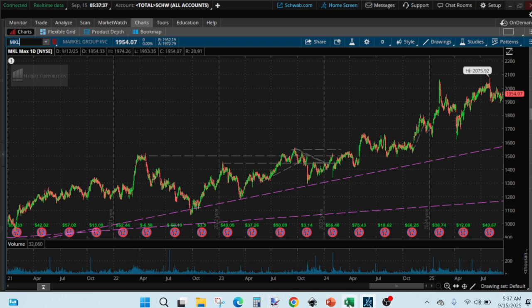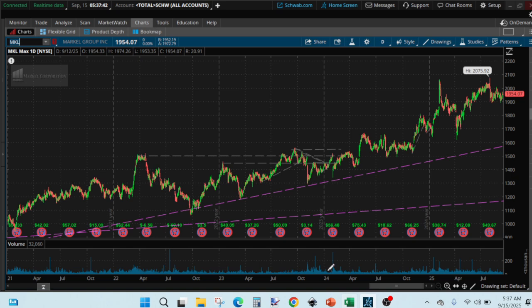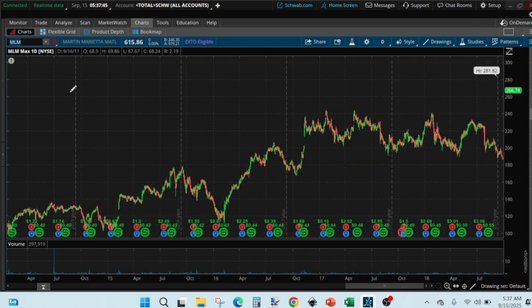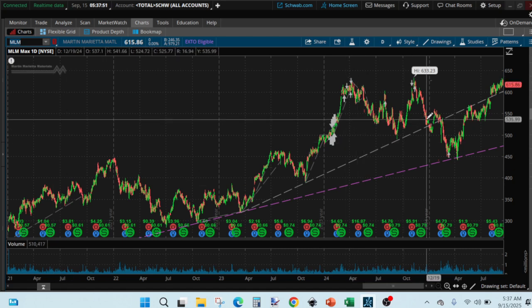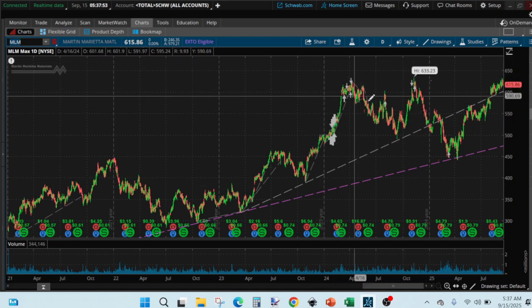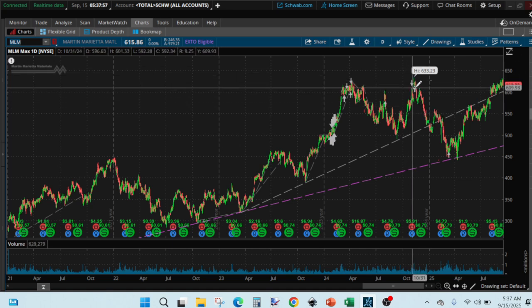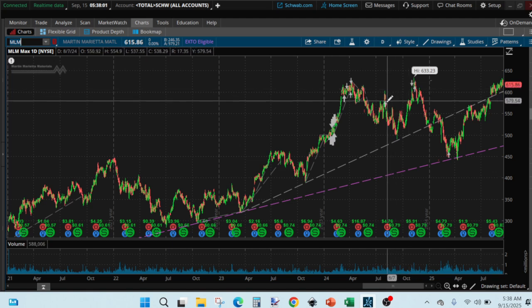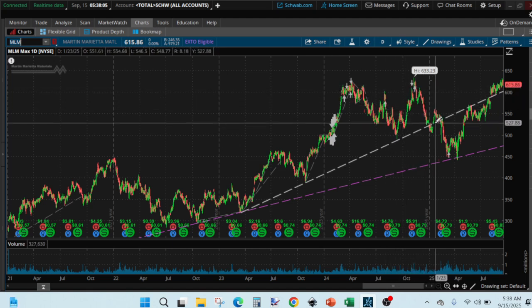So the next one we are going to analyze is MLM. MLM is highlighted on our watch list. Therefore, that means we purchased it already. So we put arrows on the charts to show us where we bought the stocks. The one facing up means we bought it there. The one facing down means we sold it there. So we bought it there, we sold it here. We bought it again here, and then the price dropped.